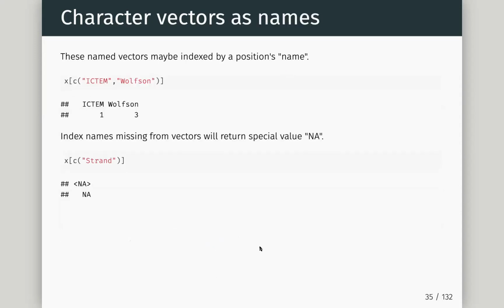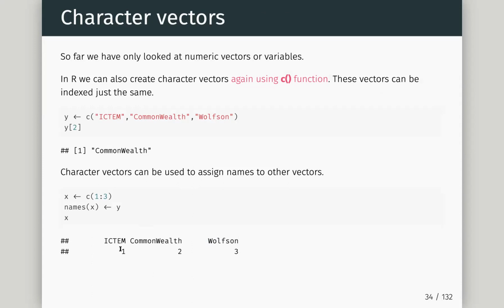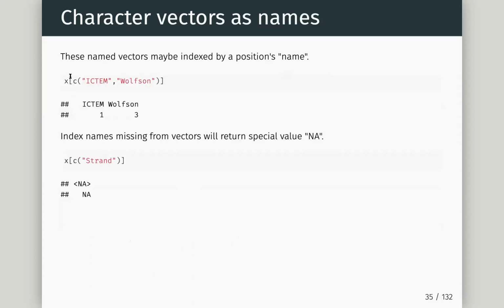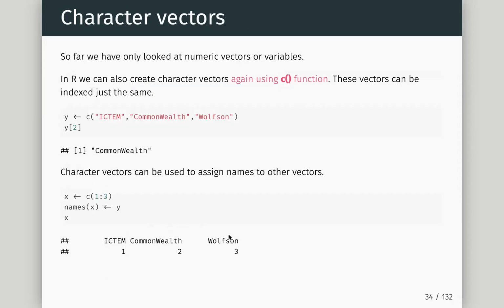Like I said, this is going to be useful because now maybe I have a really long vector. I don't necessarily know the positions of my buildings of interest, but I can use not just the position, but the actual names, which I've assigned here, to extract positions. So I give it my vector, and rather than giving it numbers, I'm giving it the names of the values I want to extract. Here, Iksa, Iktem, and Wolfson, and it extracts out just those values and it misses out the Commonwealth.